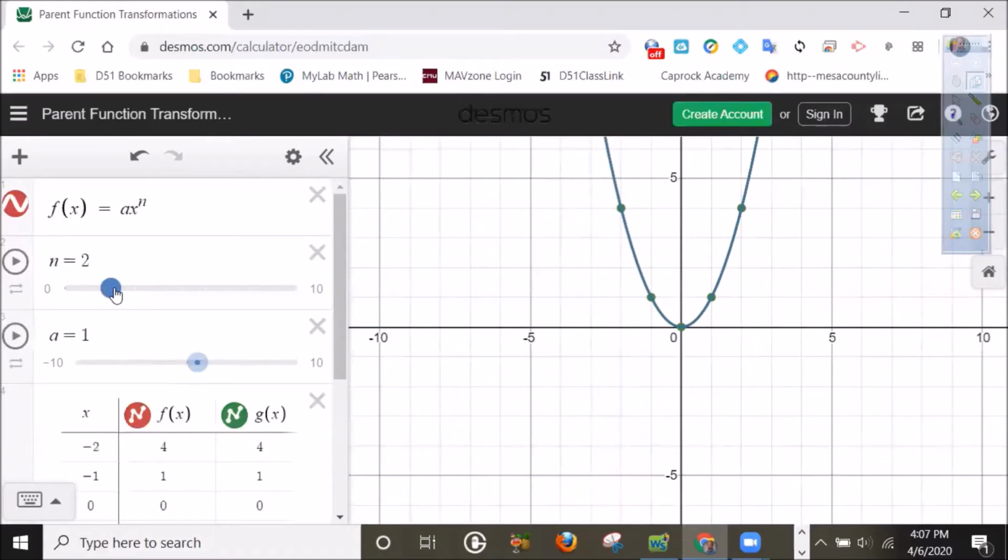And this may or may not be familiar to you, but if we look at an x cubed graph, here's the basic shape we have.